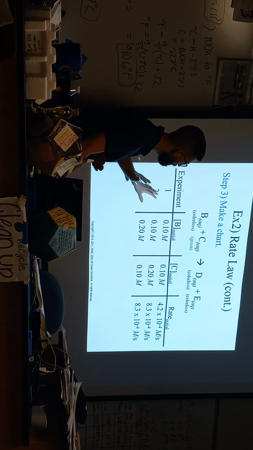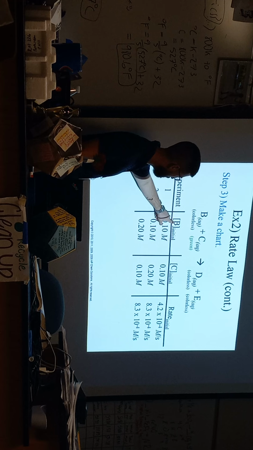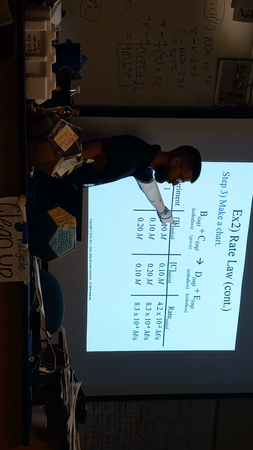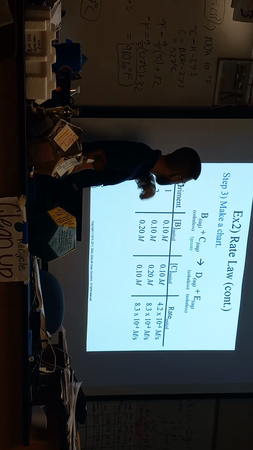Notice, where's the overlap between 1 and 2? 1 and 2, with reactant B. And where is the overlap for reactant C? 1 and 3. So instead of 2 and 3, this time it's with 1 and 3.